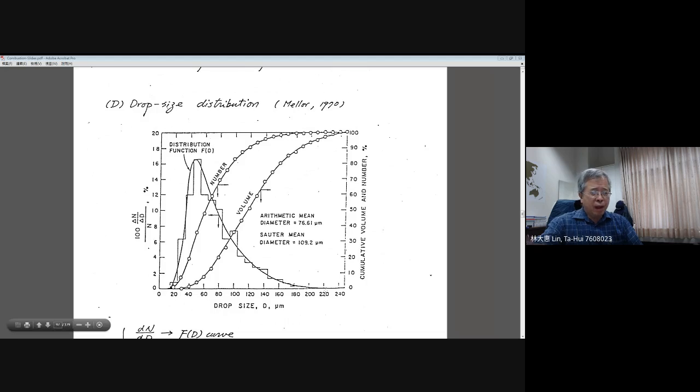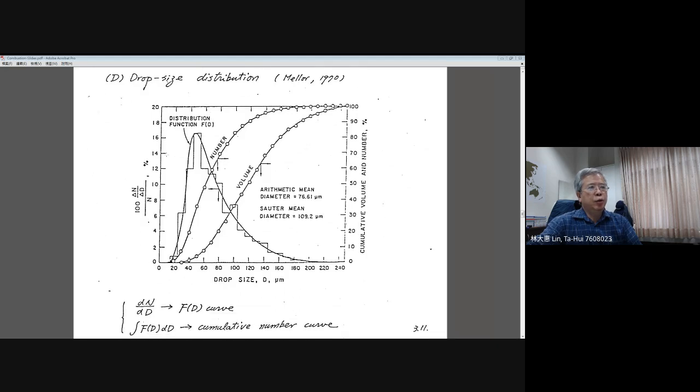But for modern measurement, especially when you use laser light optical methods, you can precisely measure the number of 45 micrometer droplets, and 46, 47, 48, one by one. Then you can have a so-called continuous curve, instead of the column representation. For both the column shape distribution and the continuous curve, they give you the idea of the so-called distribution function.